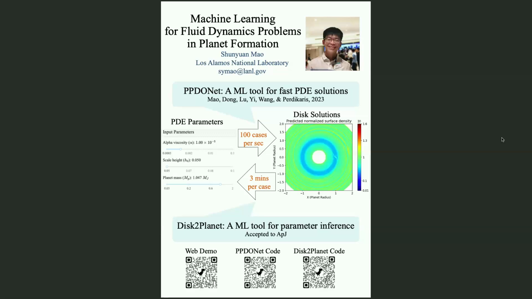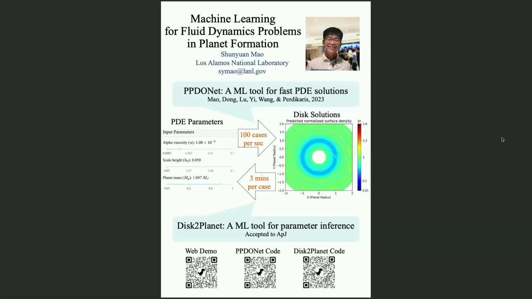I built two machine learning tools. The first one is called P21. It's for fast PDE solutions: given any PDE parameters on the left as the inputs, we can produce the surface density and the velocity distribution, and we can produce 100 disks per second on GPUs. And also the code is open source.